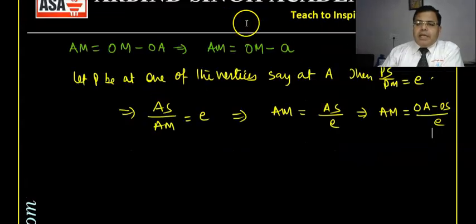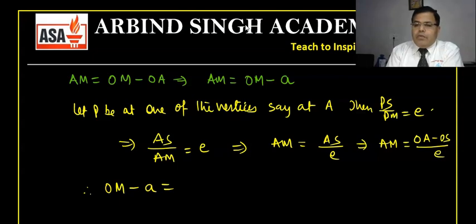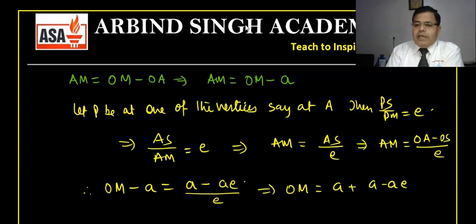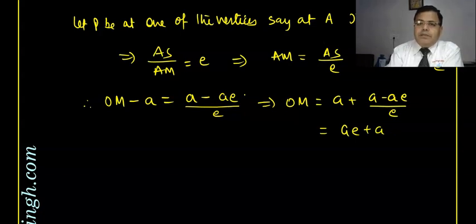So that can be written as AM is also nothing else but OM minus A. Therefore, OM minus A is equal to A minus OS, that is AE upon E. And that will come OM is equal to A plus A minus AE by E. If I take LCM, then what will happen? This OM is equal to AE plus A minus AE divided by E. AE cancels and A by E is the value. So OM is equal to A by E.